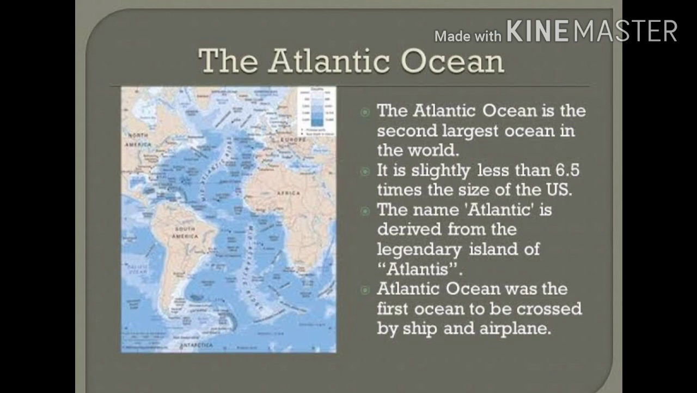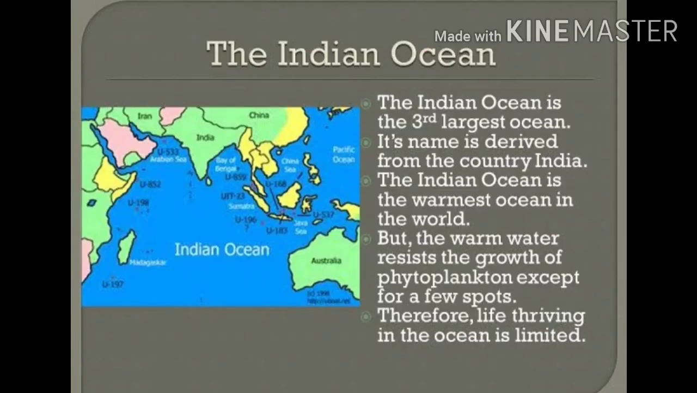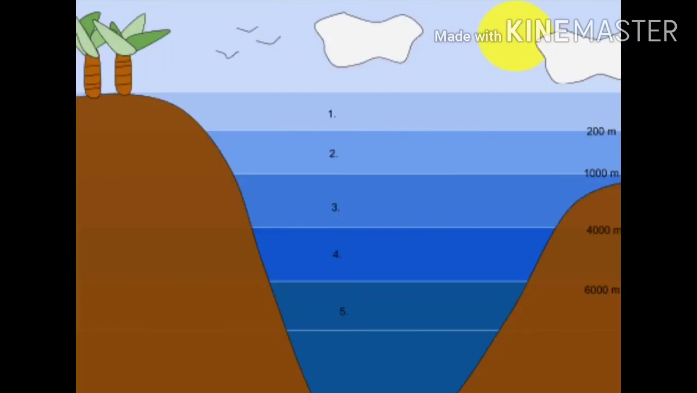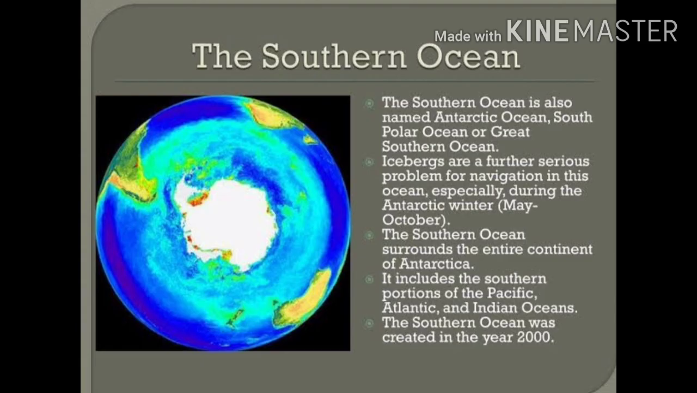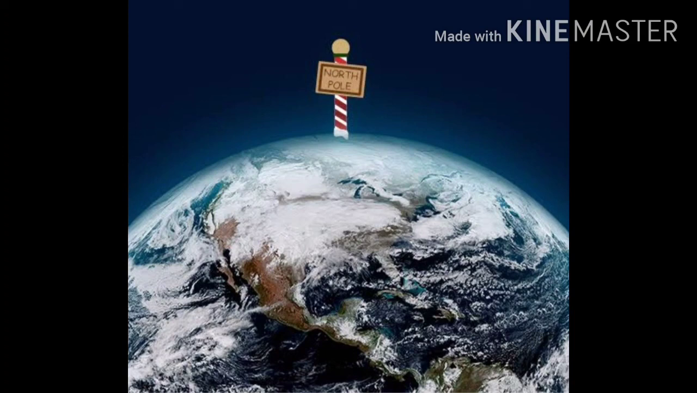The Atlantic Ocean is the second largest ocean. Its shape resembles the letter S. The Indian Ocean is the third largest ocean. It has an average depth of about 4,000 meters. The Southern Ocean is the fourth largest ocean. It is also known as the Antarctic Ocean. The Arctic Ocean is the smallest ocean. The North Pole of the Earth is located here.